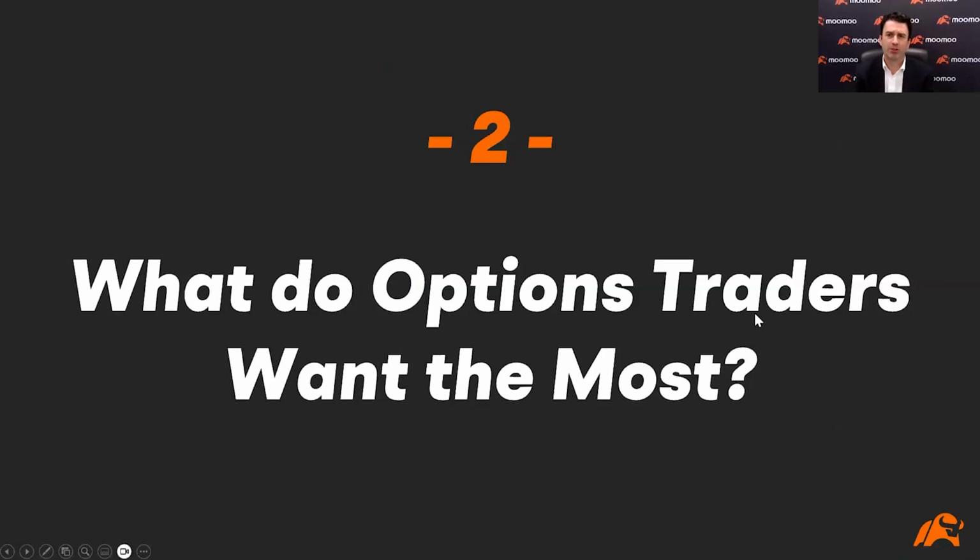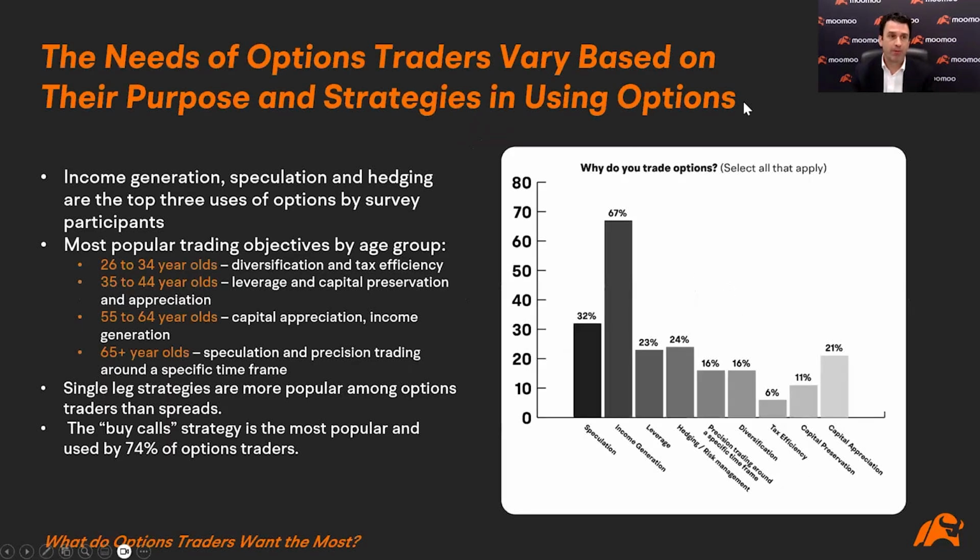The second question we asked our survey participants is, what do options traders want the most? What we found is it really varies based on their purpose and the strategy of why they use options. So we asked them, why are you trading options? And we gave them a number of different categories to choose from. We really saw a few things that stuck out. The number one thing, the number one reason, was income generation.